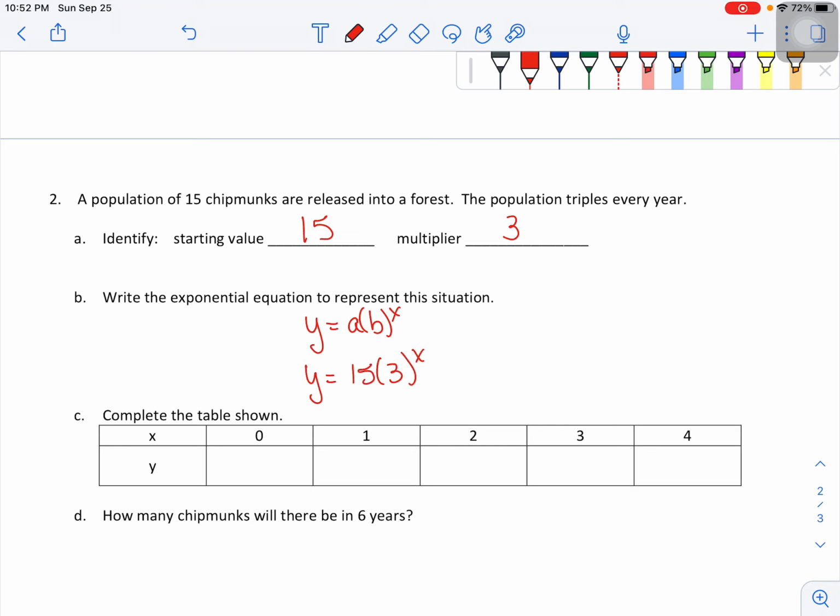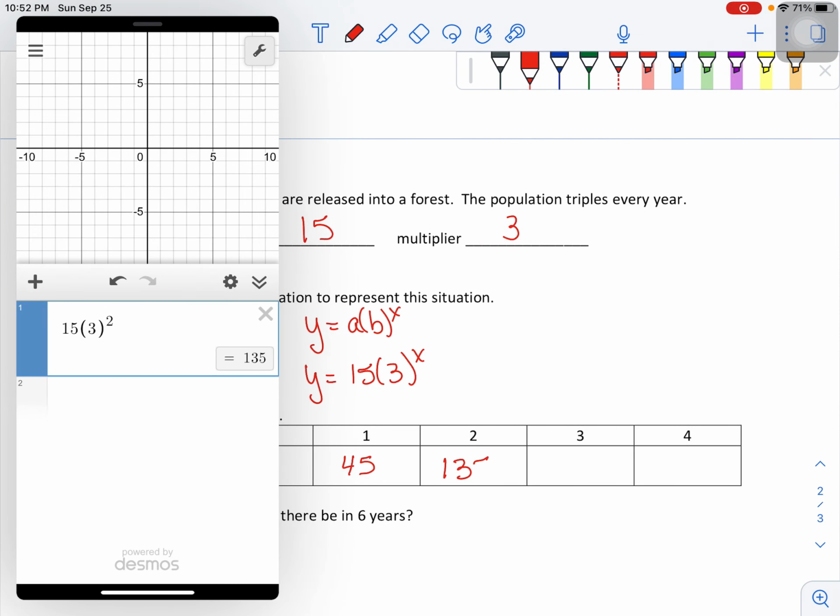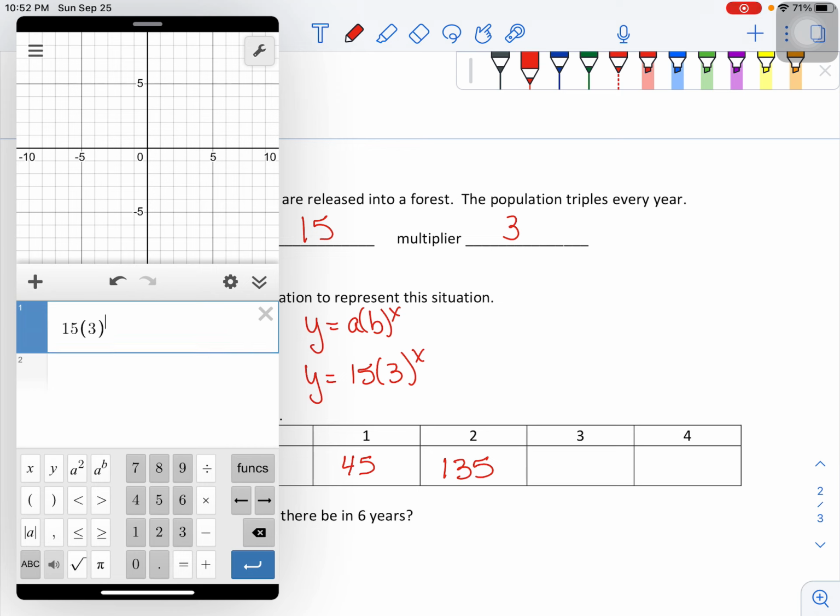Okay, and we're going to change our calculator to say 15 times 3 to the 0. Oops, to the 0 is 15. So year 0, right when you release the chipmunks, there's 15 of them. But the following year, you get 45 of them. The following year after that, 135. And this grows very quickly. 405 after year 3. And 1215 for year 4.